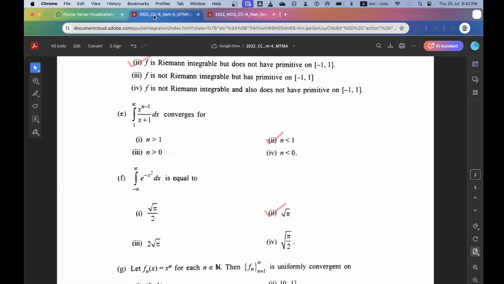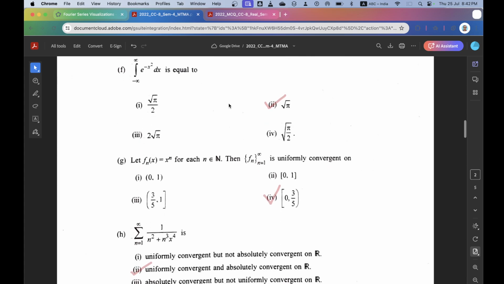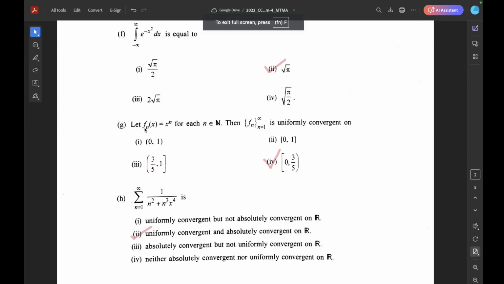Next question, G. Let f_n(x), this sequence of functions, be x to the power n for each n belonging to the natural numbers N. Then this sequence f_n is uniformly convergent on which interval? The correct option is 4.